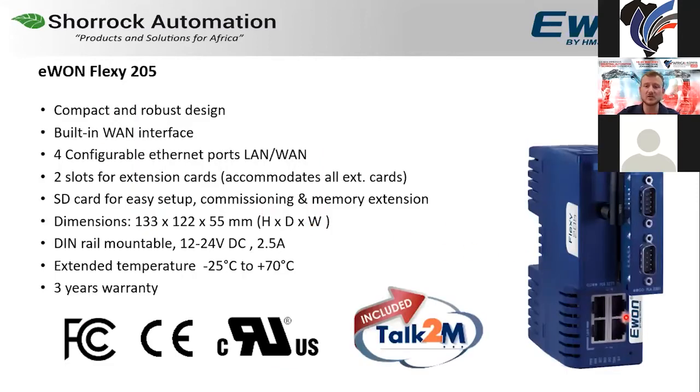So this device also comes with 4 Ethernet ports by default, 1 base module available, and these 4 ports are then configurable for LAN or WAN configurations. So if you would like to give the device internet from a plant-based Ethernet source, for instance. Okay, then just the dimensions briefly: 103 millimeters height, 122 millimeters depth, and 50 millimeters width. A DIN rail mountable device, powered by anything from 12 to 24 volt DC at 2.5 amps, and then an extended temperature range from -25 degrees Celsius up to 70 degrees Celsius.